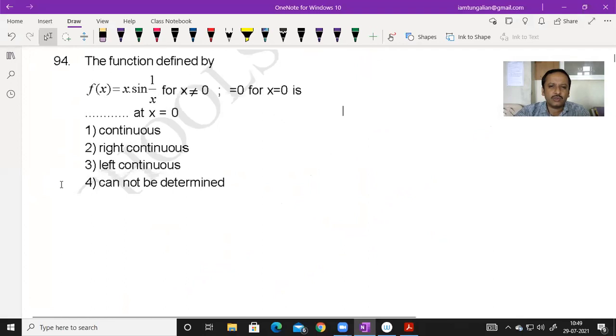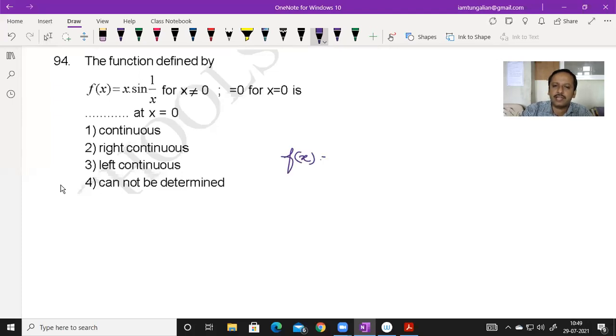Okay, so now here is a function, question 94. The function f of x defined by f of x is equal to x into sine 1 by x for x not equal to 0, and it is 0 for x equal to 0, is continuous at x equal to 0, right continuous at x equal to 0, left continuous cannot be determined. So at x equal to 0, what happens to this function? That is what we have to find out.